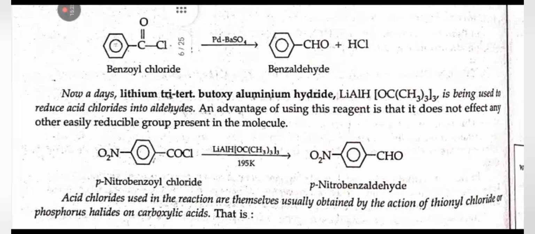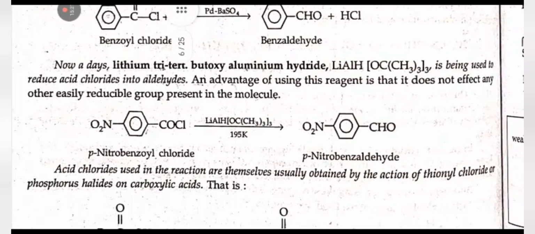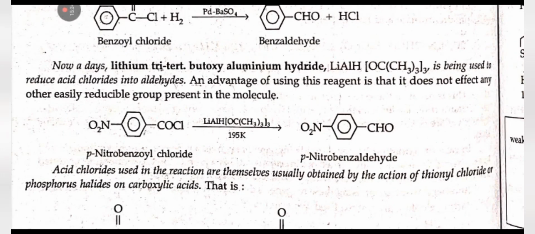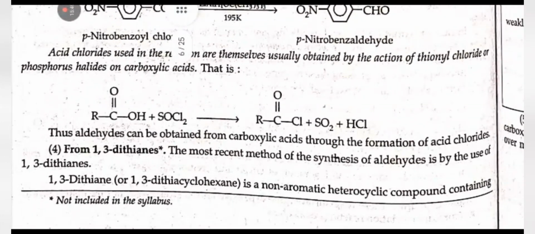Nowadays, lithium tri-tert-butoxyaluminum hydride is being used to reduce the acid chloride into aldehyde. An advantage of using this reagent is that it does not affect other easily reducible groups present in the molecule. Acid chlorides used in the reaction are themselves usually obtained by the action of thionyl chloride or phosphorus halide on carboxylic acid. Thus, aldehyde can be obtained from carboxylic acid through the formation of acid chloride.